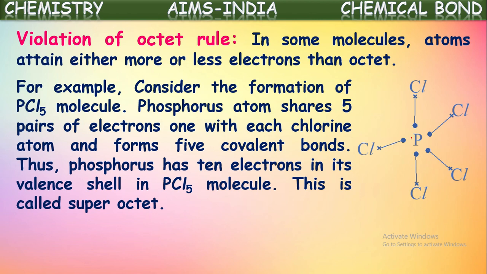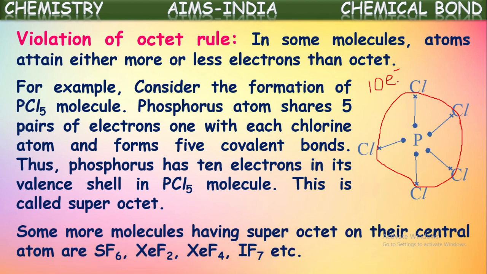Thus it is forming 5 covalent bonds. So after the covalent bond formation, if we observe the total number of valence electrons for phosphorus, already there are 5 electrons, and it has shared 5 more electrons. In total it gets 10 electrons in its valence shell. But according to the octet rule, how many electrons should be there in the valence shell to become stable? Only 8. But it gets 10 electrons after the bond formation in the PCl5 molecule. That is called superoctet. Getting more than 8 electrons after bond formation on the central atom is called superoctet. Now we can say PCl5 is a superoctet molecule. Did you get it?